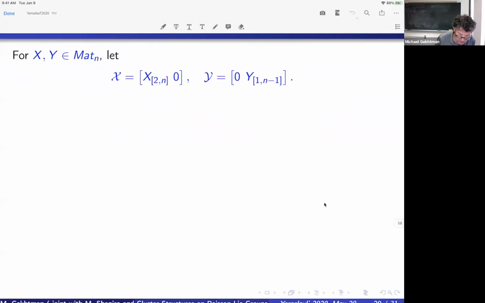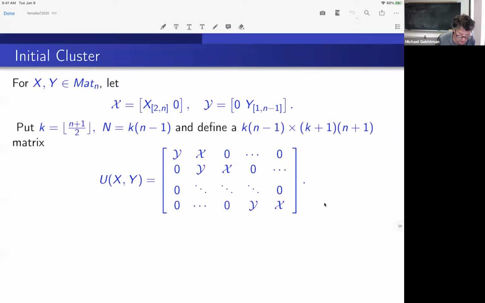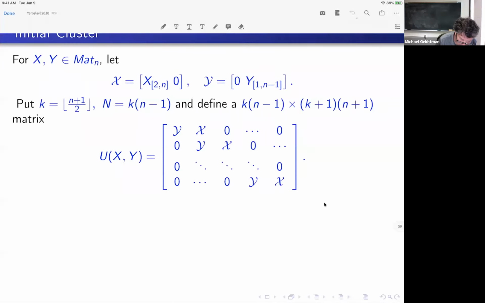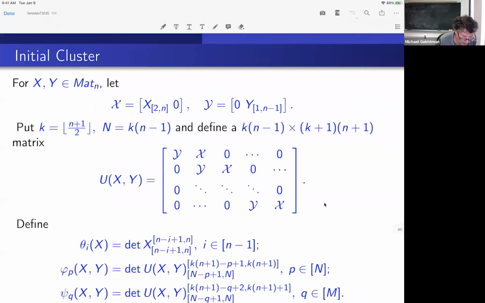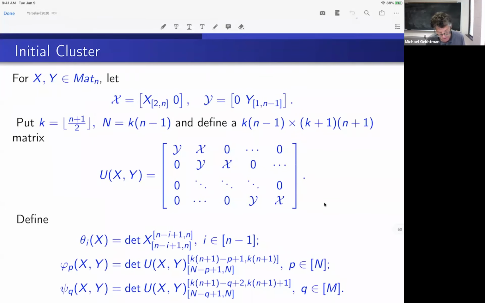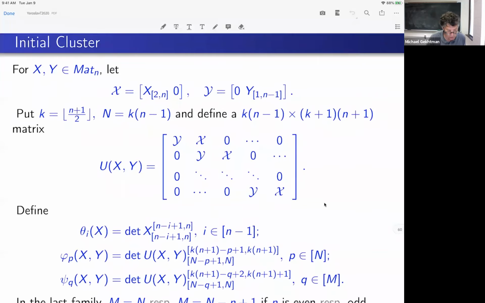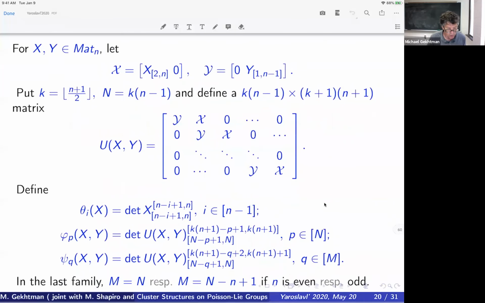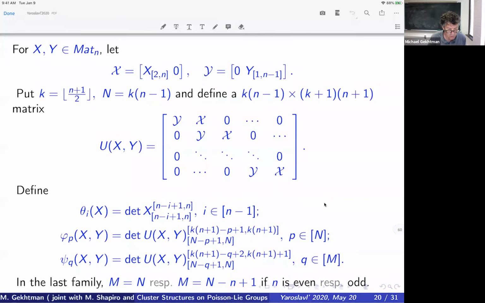And then out of them, I am going to build these block matrices of the following shape. So I have this U of X, Y, this is a huge matrix built of these blocks. All right, and I'm going now to build my functions. So here are the functions. And again, they look complicated, but you don't have to pay too close attention to indices. What we have here are just usual principal minors.